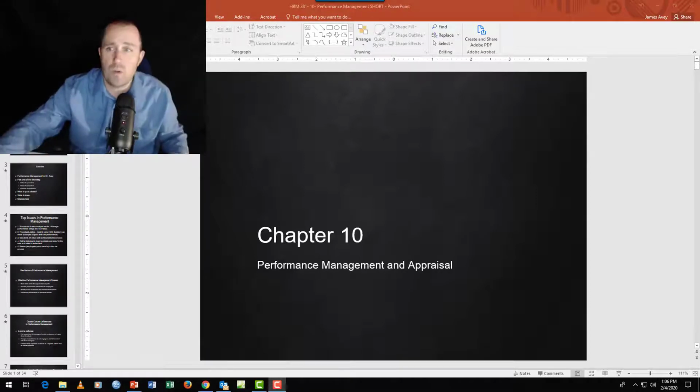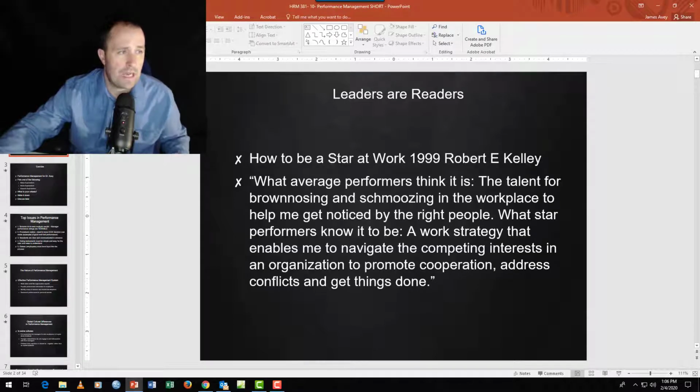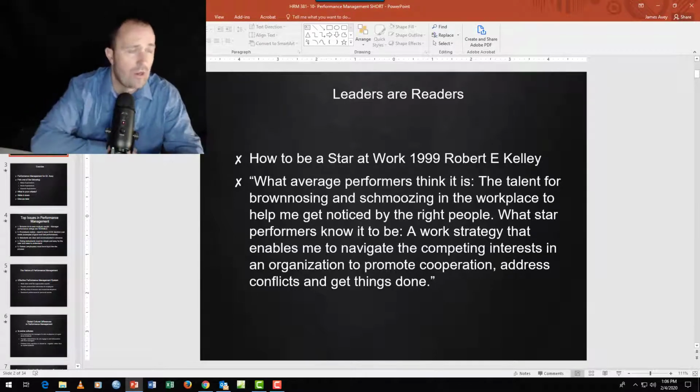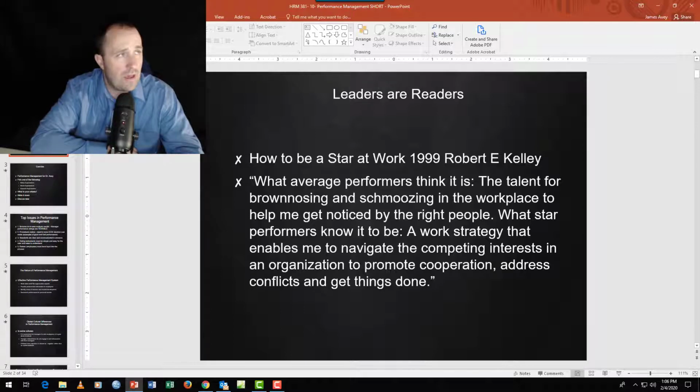There was a book written quite a while ago by a guy named Robert Kelly. It was called How to Be a Star at Work. And he basically lays out this argument that politics is something that people usually look at in a bad light, like schmoozing, brown nosing, stuff like that. But politics, specifically relationships, are how things get done in an organization, in what we call the informal organization.